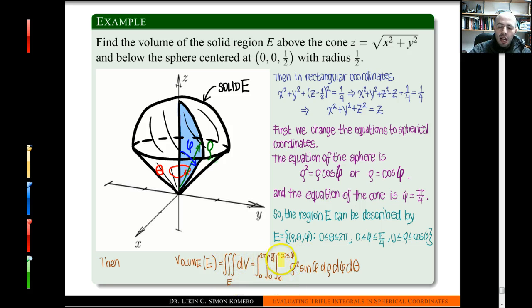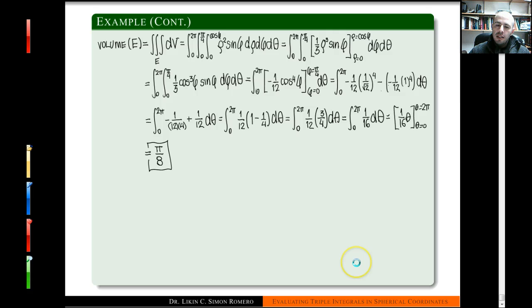The volume is going to be the triple integral over E dV. And then once you change to spherical coordinates, you have to add the rho squared sine of phi, and then you just keep your variables right away. Now notice that rho moves from 0 to cosine of phi, so rho is the first one that we're going to integrate with respect to, and the other two, since they are moving between numbers, you can use whichever order you want for those two. And this is the solution.